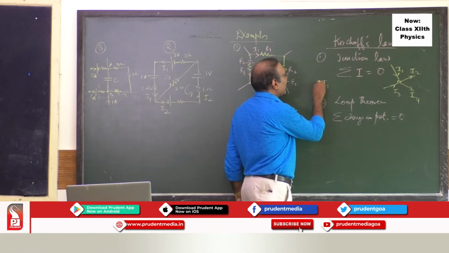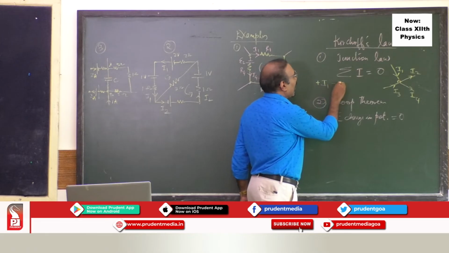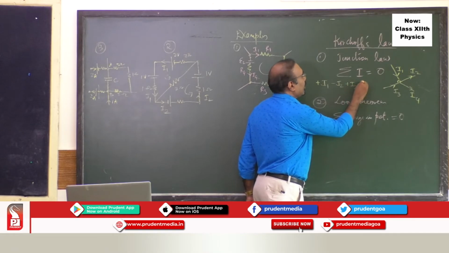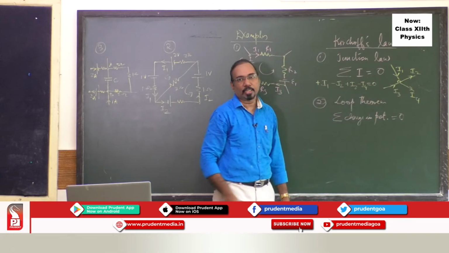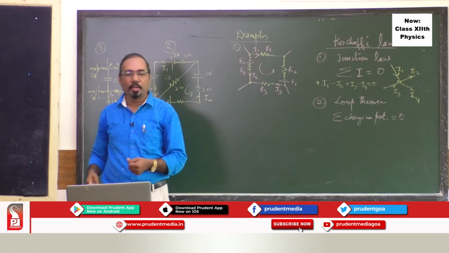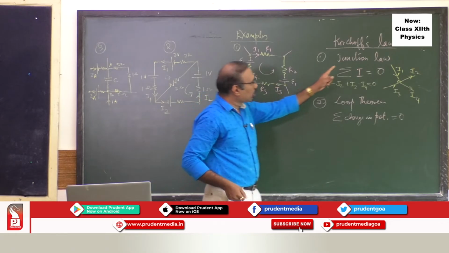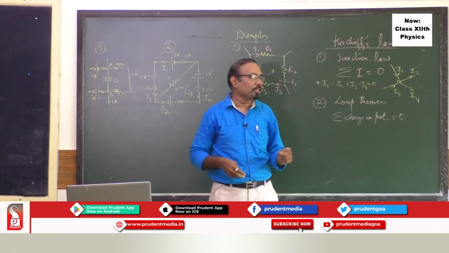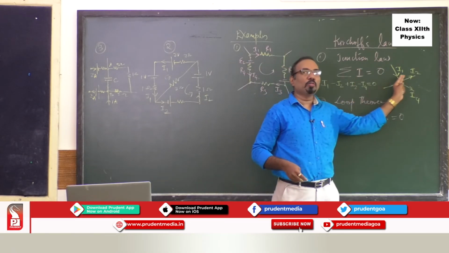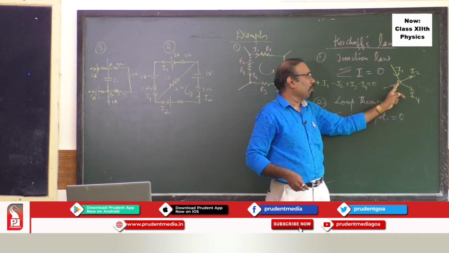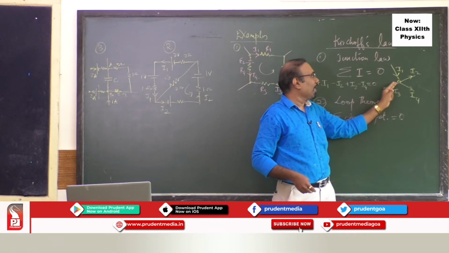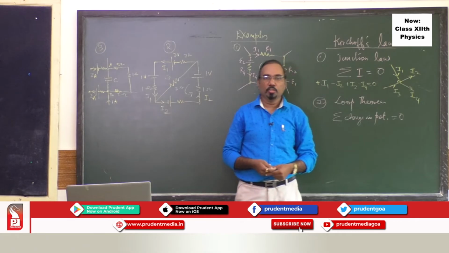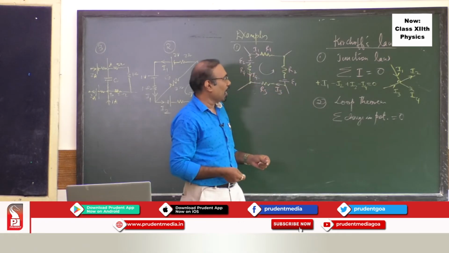Current entering the junction is taken to be positive, current leaving the junction is taken to be negative, and the algebraic sum of the current is 0. This is what is meant by the junction law. The reason it is 0 at the junction is that if it is not 0, it will violate the law of conservation of charge. If incoming currents are more and outgoing currents are less, then charge must have been lost at the junction. If incoming currents are less and outgoing currents are more, charge is created at the junction. That is not possible, so this shows the law of conservation of charge is valid.